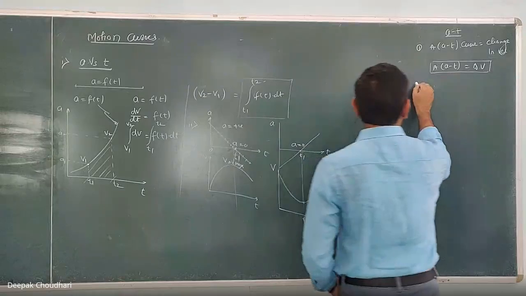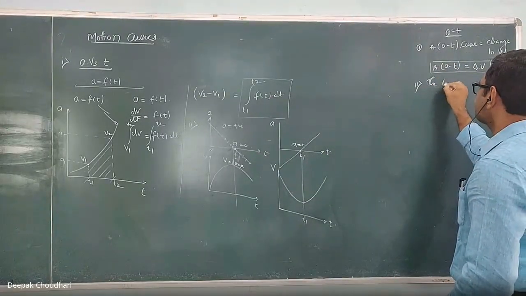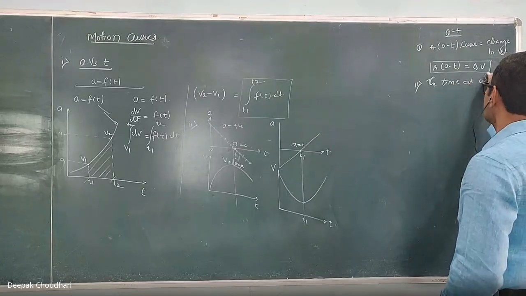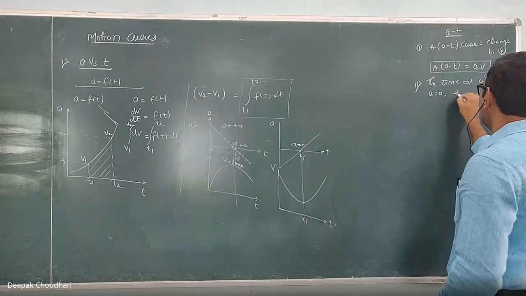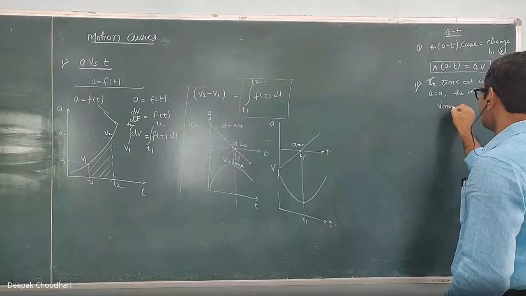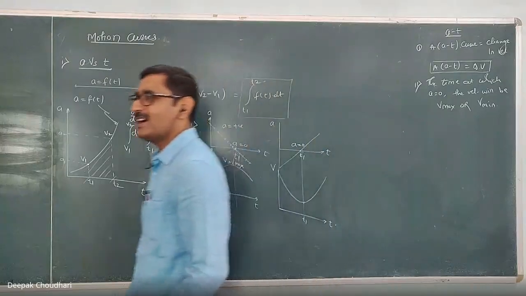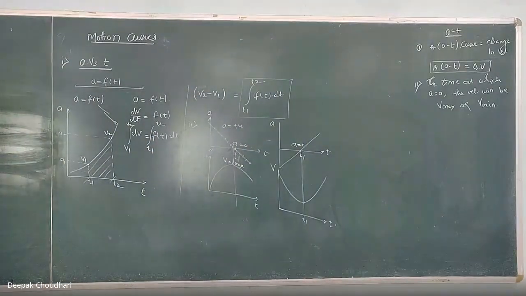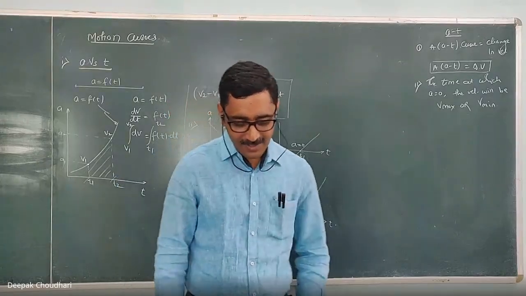Okay, so the second property of the at curve, what can we write? Here the time at which acceleration is 0, the velocity will be how? The velocity will be either maximum or minimum. It will be either maximum or minimum. When will it be maximum? If the at curve changes its sign from positive to negative. And when will it be minimum? When the at curve changes its sign from negative to positive. Okay? Any doubt?